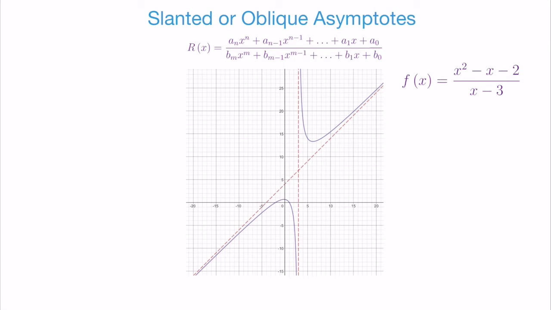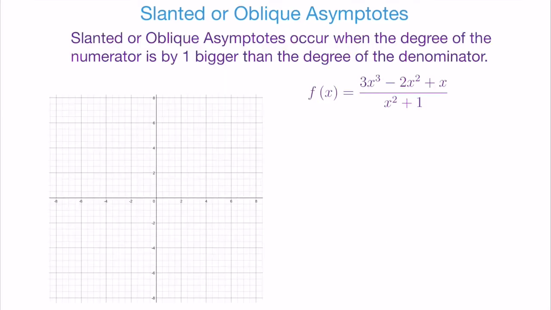How do we find slanted asymptotes from the equation of the function? We again compare the degrees of the denominator and the numerator. Slanted asymptotes occur when the degree of the numerator, which is n, is 1 bigger than the degree of the denominator, m. Like, for example, f of x. The degree of the numerator, 2, is 1 bigger than the degree of the denominator, 1. And you see the slanted asymptote over there. But how do we find them? We just perform long division.